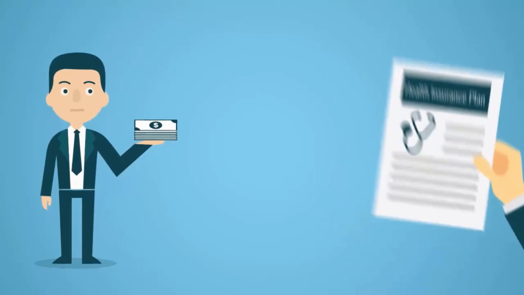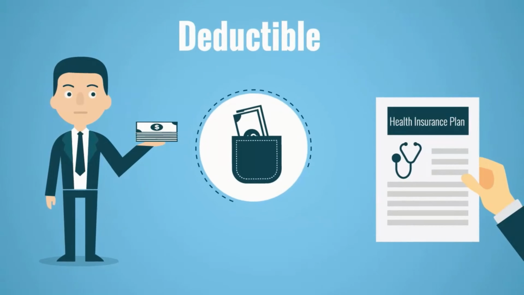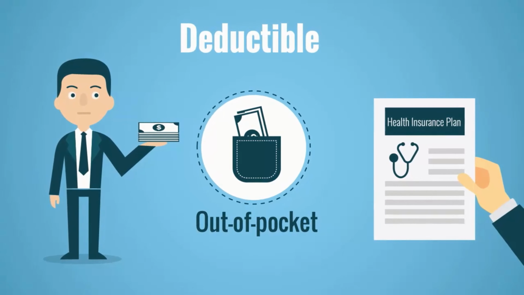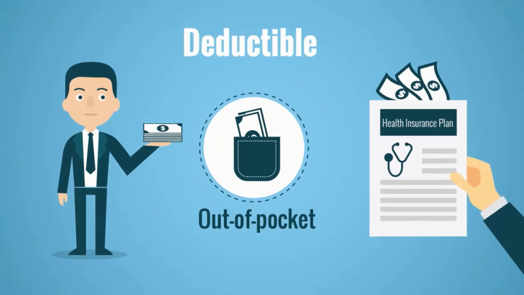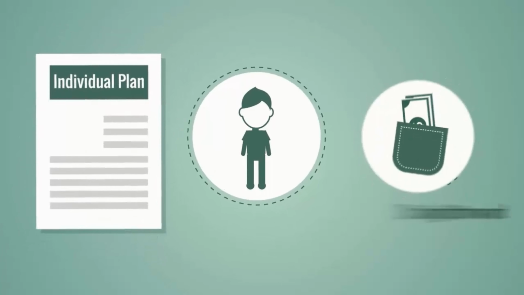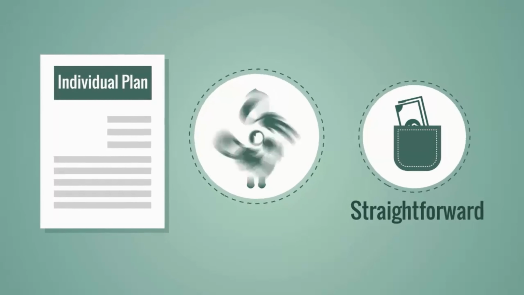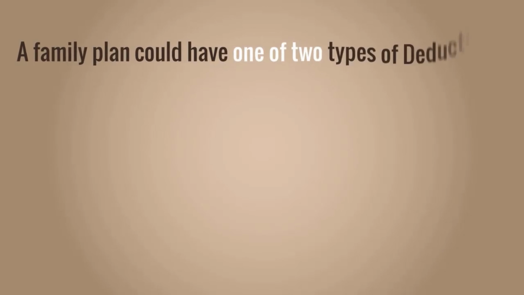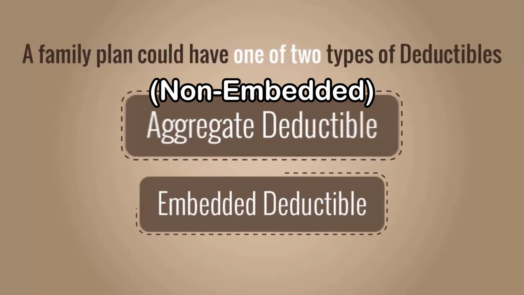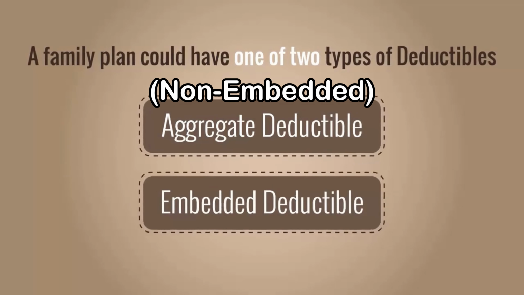With any health plan, the deductible is the amount you pay out of pocket for eligible medical expenses before your health insurance plan begins paying its share of costs. For an individual plan, the deductible is straightforward, but with a family plan, it's a bit more complex. A family plan could have one of two types of deductibles, an aggregate deductible or an embedded deductible.